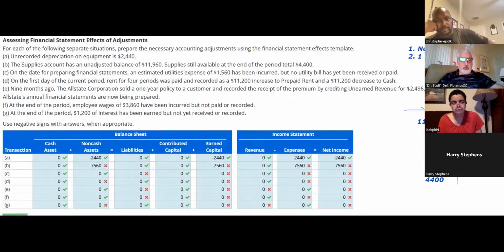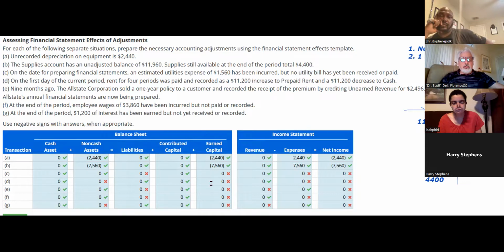Let's check it, make sure. Yeah, you guys are good. All right, let's go to C. On the date of preparing the financial statements, estimated utilities expense of 1,560 had been incurred, but no bill had been received or paid. We have to accrue for the 1,560. So I'm going to book it. All right, go ahead. 1,560.